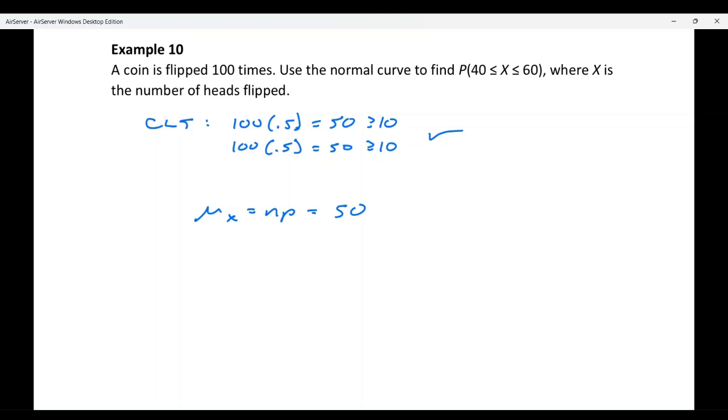And then the standard deviation is the square root of n times p times 1 minus p, which is the square root of 50 times 0.5 times 0.5. And that gives us 5. Okay, so mean of 50, standard deviation of 5. Now, again, what we're doing here is we're trying to really find area. We're trying to find area between 40 and 60 on a normal curve.